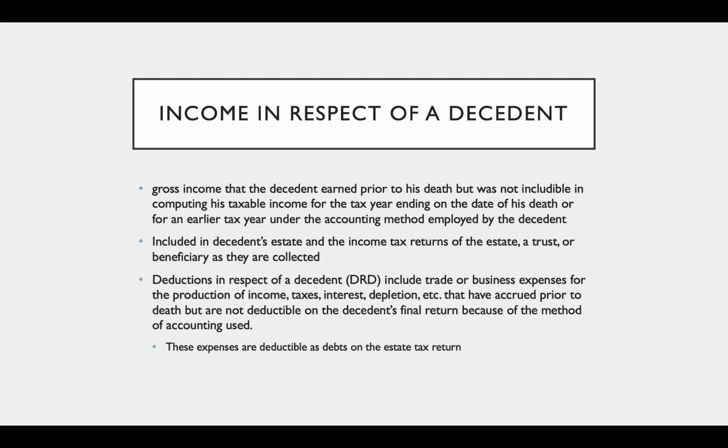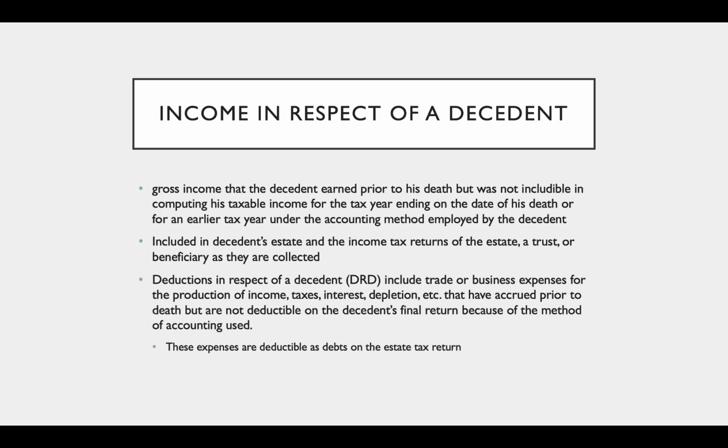All right, the next topic we're going to cover is income in respect of a decedent. This is gross income that a decedent earned prior to his or her death, but that was not includable in computing taxable income for the year ending on the date of death or for an earlier tax year under the accounting method employed by the decedent. This might be income that, say we have a cash basis taxpayer and the taxpayer earned the income, but the income wasn't paid until after death. This is going to be included in the decedent's estate and the income tax returns of the estate, trust, or beneficiary as they are collected.